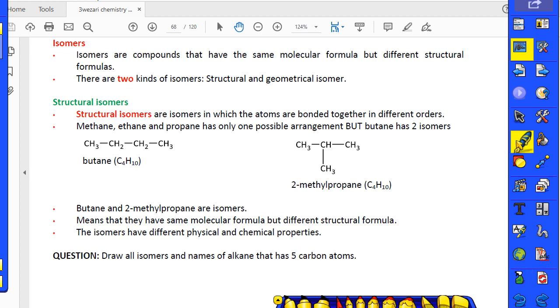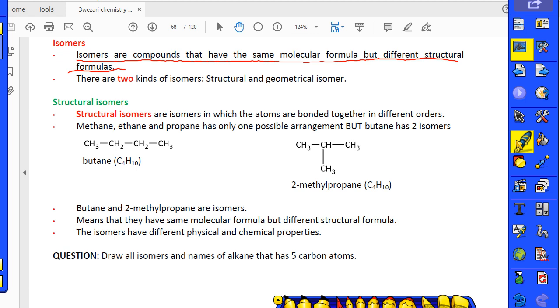You have to know that first. Isomers are compounds that have the same molecular formula but different structural formula. Remember that one? Also, we learned the isomer before. They have the same molecular formula but they have a different structure. We can call this type of compound isomers.